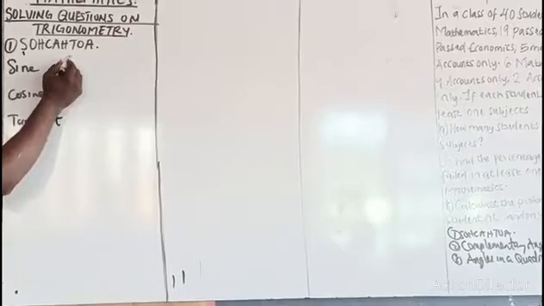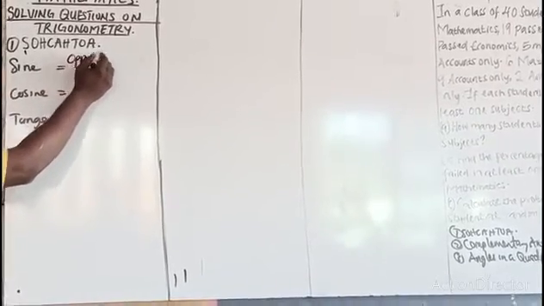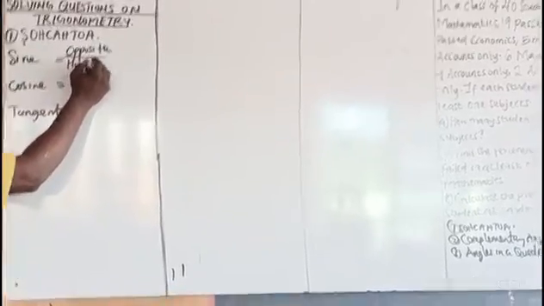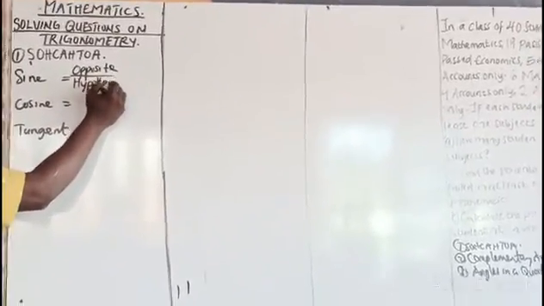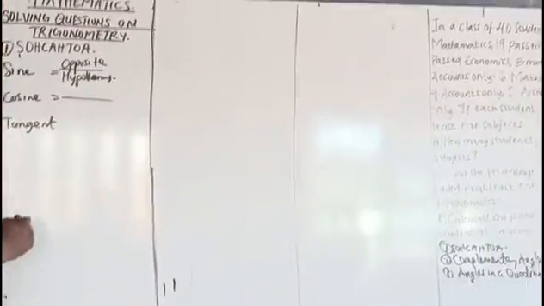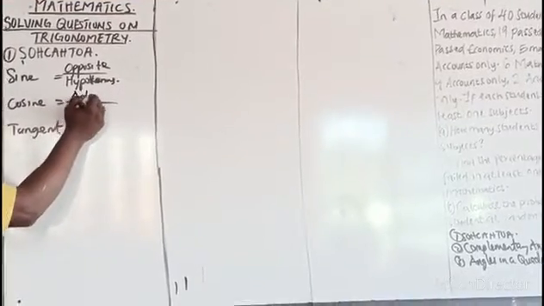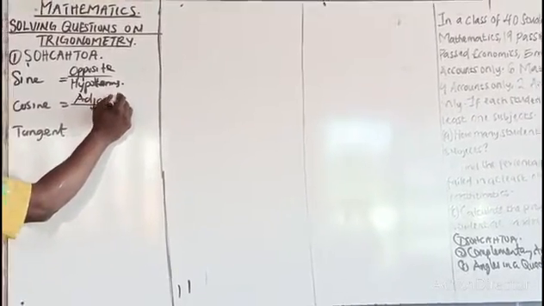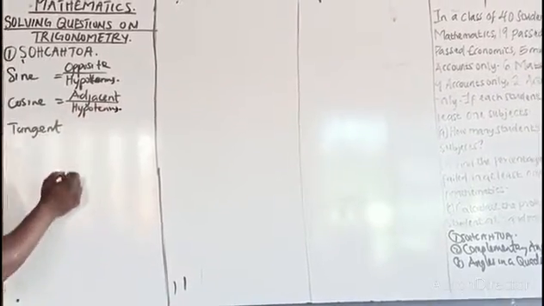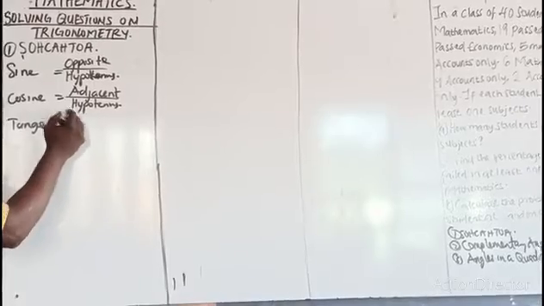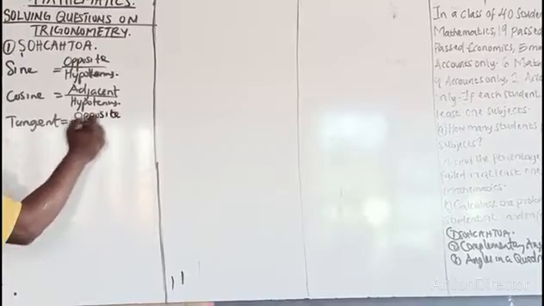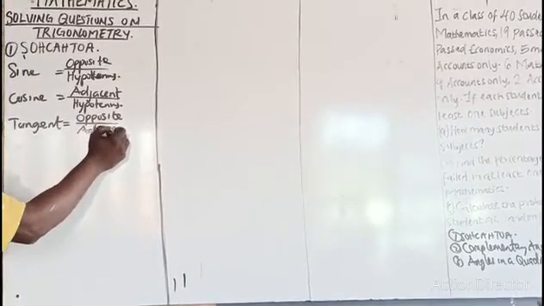Sine equals opposite over hypotenuse. Then we have what? Cosine equals what? Then we have what? Tan equals opposite over hypotenuse.